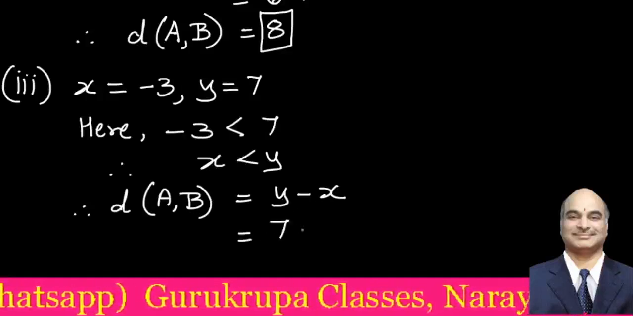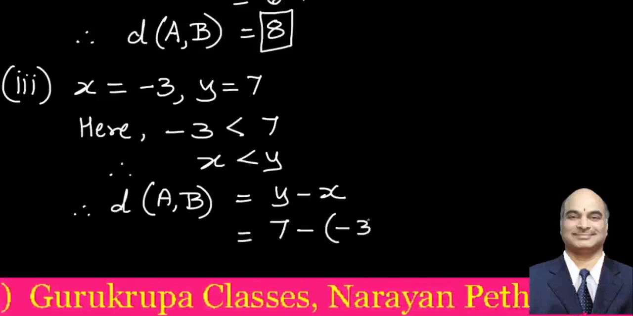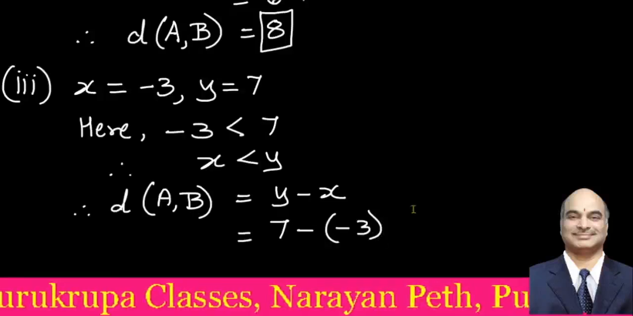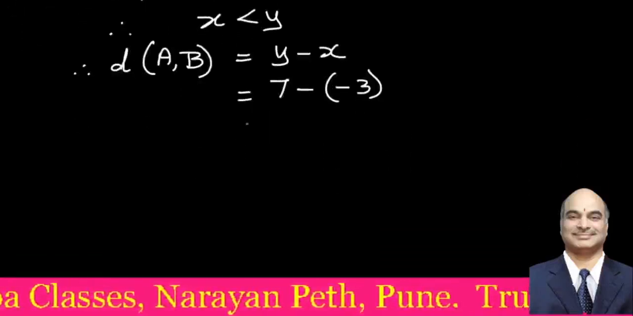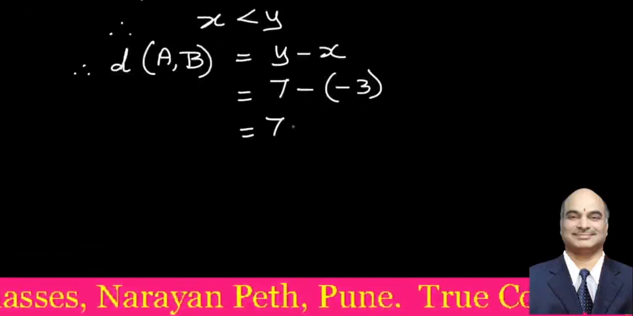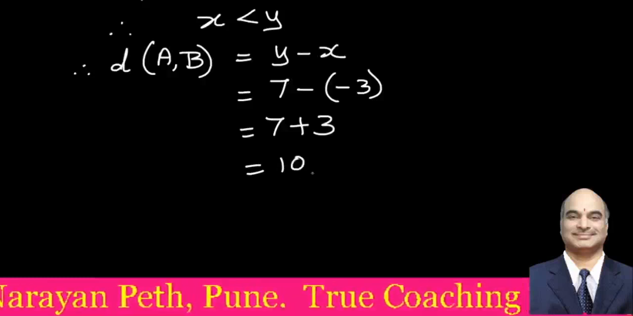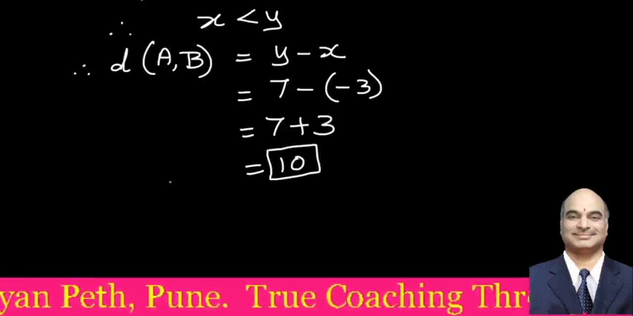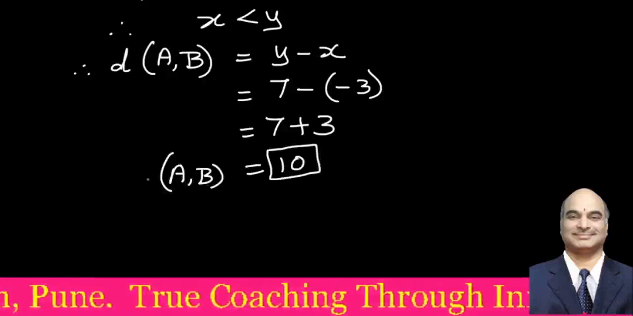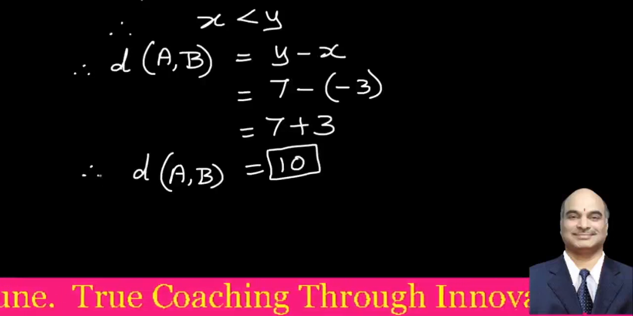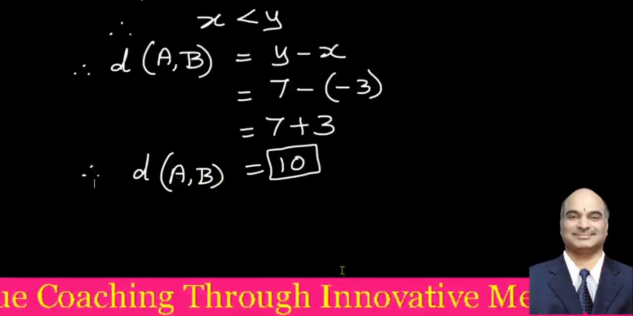Now y is 7 minus, and the smaller number is negative, minus 3, so we put brackets around that number. So 7 minus into minus is plus, 7 plus 3 is equal to 10. So distance AB is equal to 10.